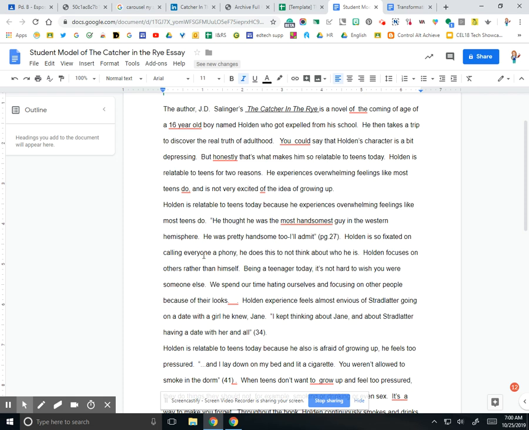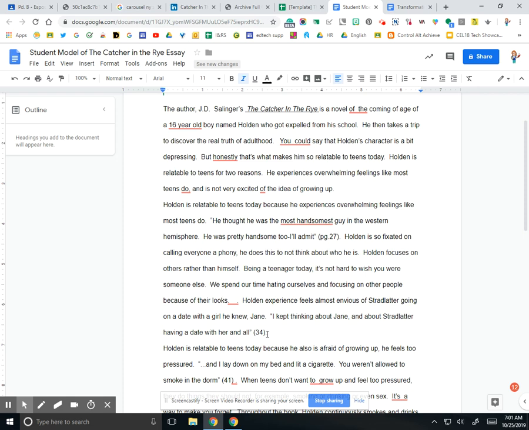And then I try to explain the quote. He is so fixated on calling everyone a phony. He does this to not think about who he is. I think this might be a run-on sentence, so I'm going to have to check that and go back and fix it. Holden focuses on others rather than himself. And then I try to connect it to being a teenager today, to how teenagers today spend our time sometimes hating ourselves and focusing on other people because of our looks. Maybe I could provide a more specific example here. And I think I'm generalizing a little bit, so I might go back and fix that as well.